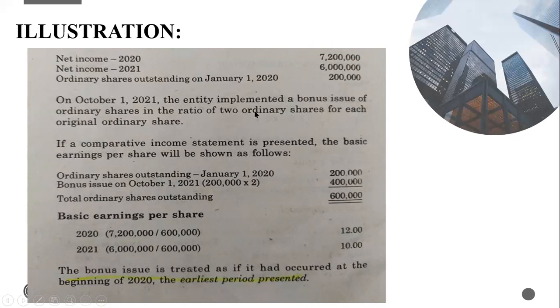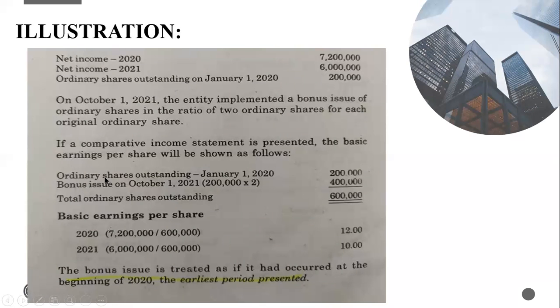So nagkaroon ng bonus issue, which is one ordinary share is naging 2 ordinary shares na siya. But take note, October 1 pa siya. So if a comparative income statement is presented, the basic earnings per share will be shown as follows.